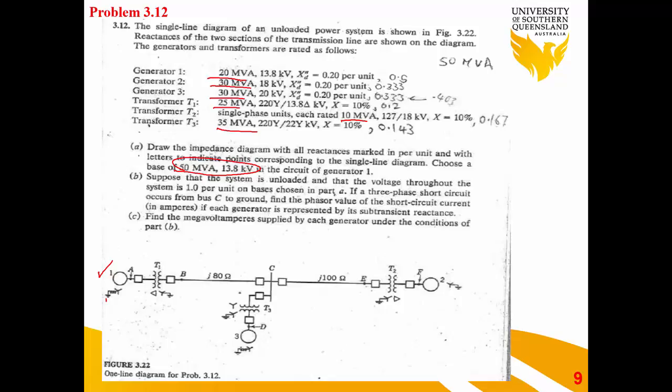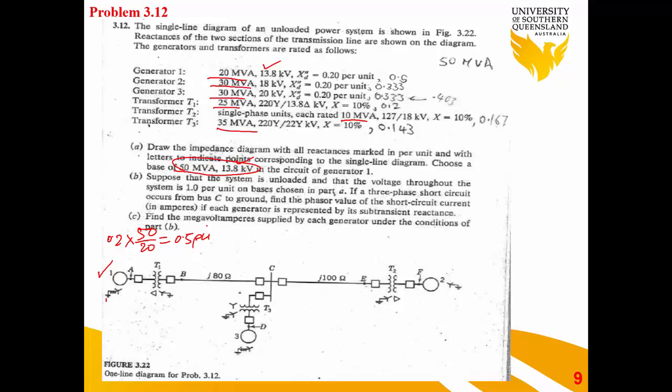Okay, that's fine. If I think of this one, 0.2 at 20 MVA, but the new base is 50 MVA. The 13.8 kV is okay, it will not affect, but it will change with 50 by 20, times 0.2, to per unit. This one is easy, right?